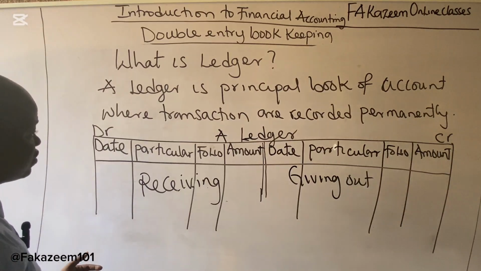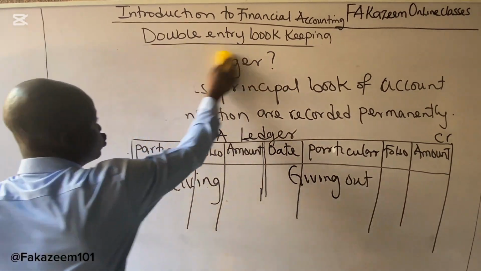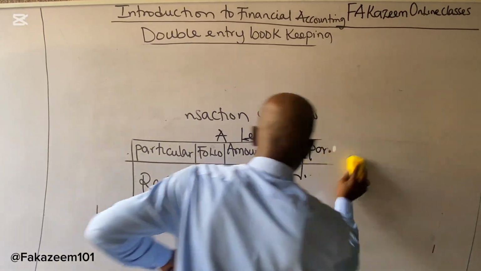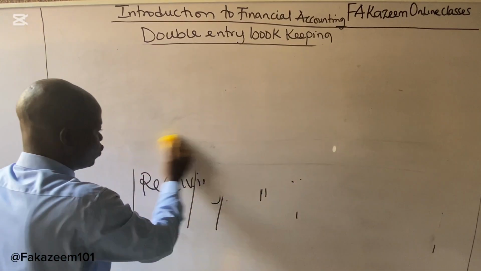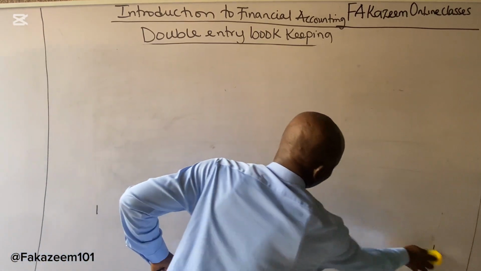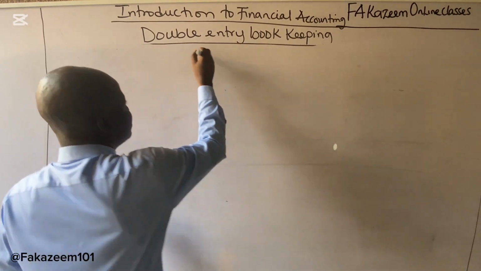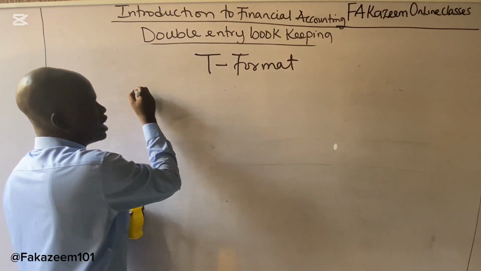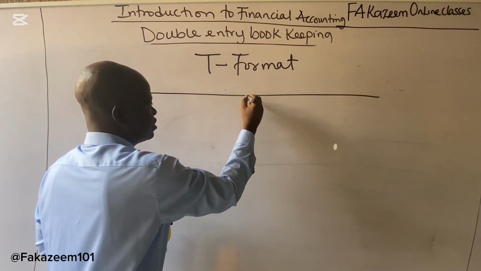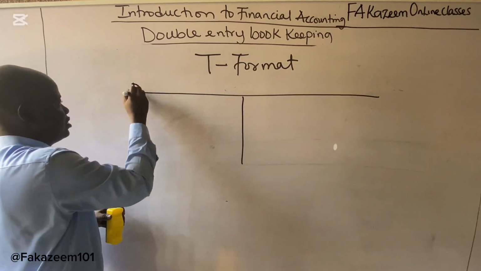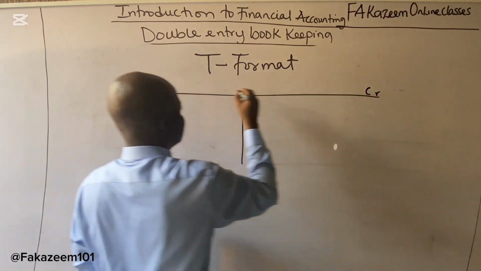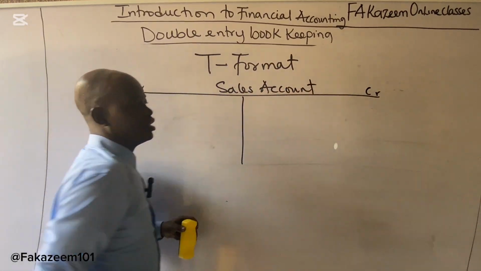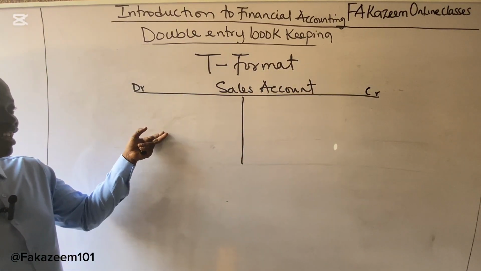Also, we have other ledger formats that we can use to explain a ledger. And what are these other formats? We have the one we call the T format. The T format is like this: debit and credit. Let's say sales account. The T format has a debit side and a credit side.